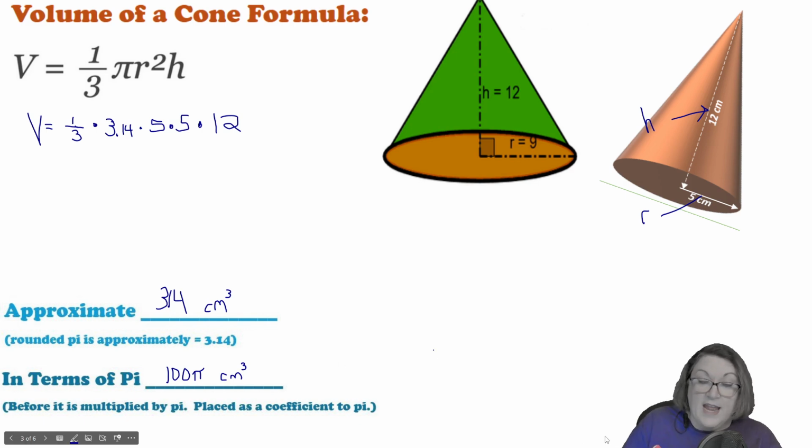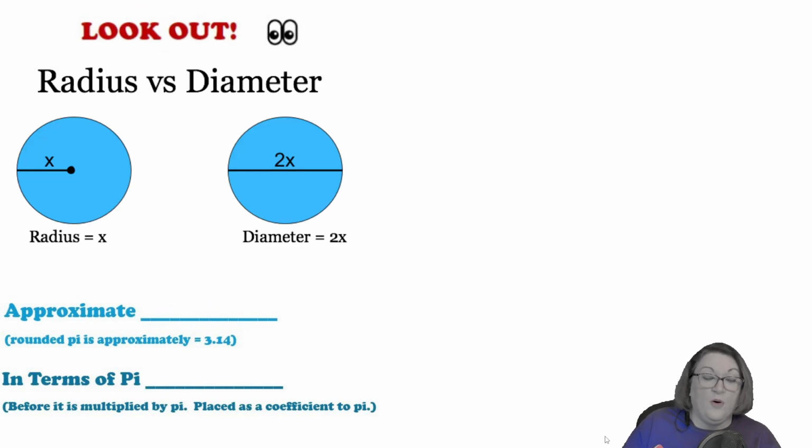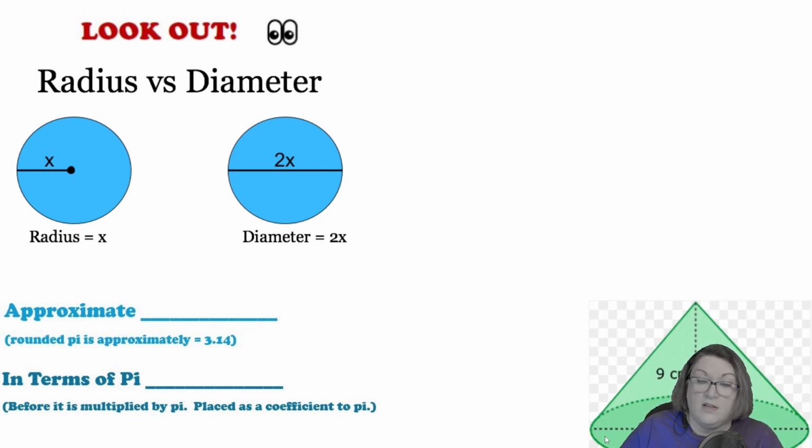All right. Now, some things to look out for. We talked about this in the cylinder video, but look out for the radius versus the diameter. The diameter goes all the way across the base. That's a circle. But the radius is only halfway. And since the radius is what we use to calculate the volume in the formula, we want to make sure we're using that radius and not the diameter.